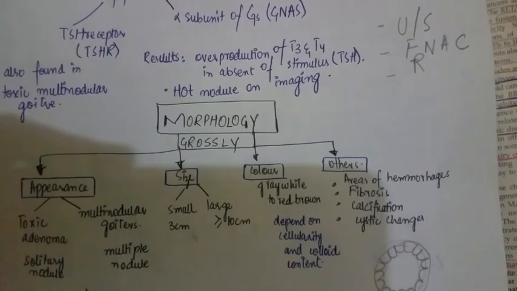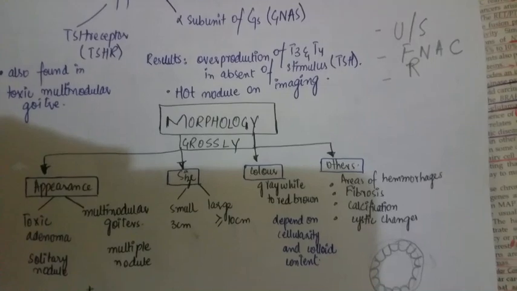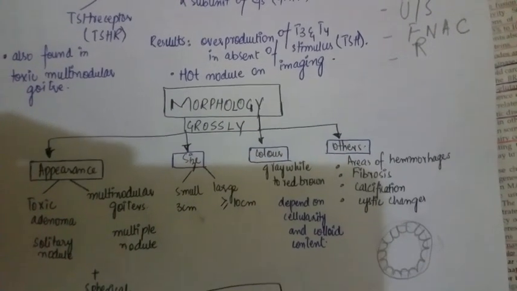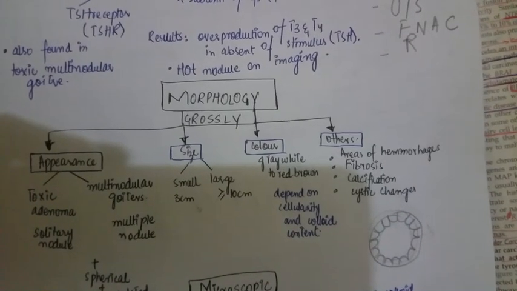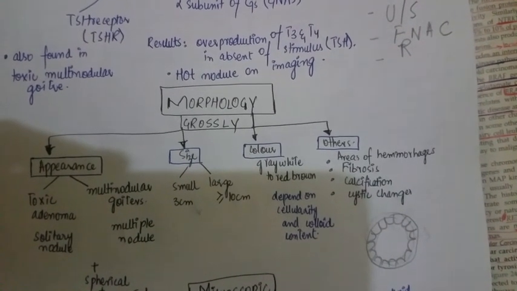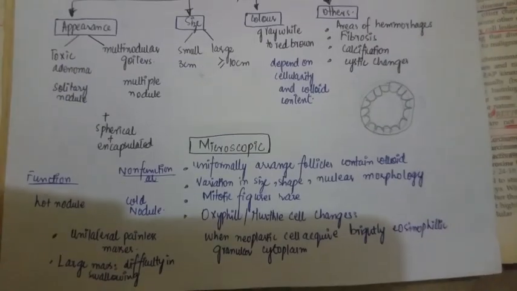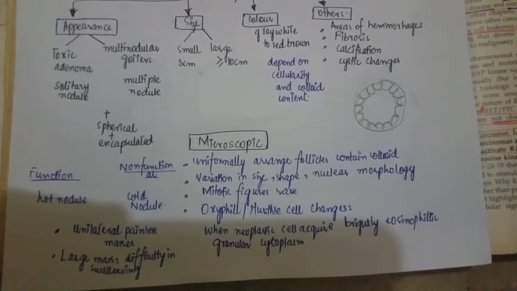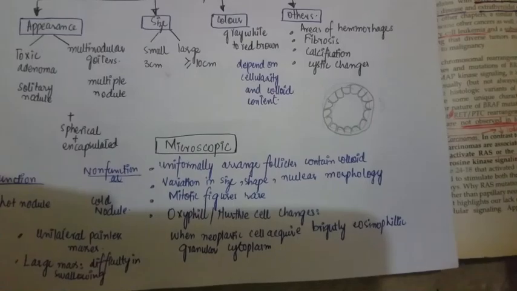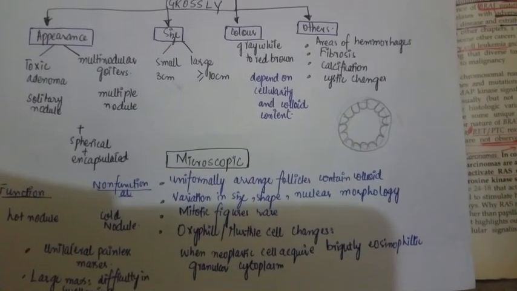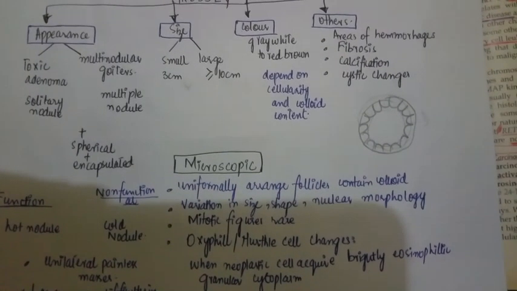First of all, grossly, I am going to tell you about the appearance of thyroid adenomas, the size, color and other changes. In appearance wise, the toxic adenomas consist of the solitary nodules, means a single nodule, and the multinodular goiter involves the multiple nodule. But these nodules will be spherical or the encapsulated. Size wise, if it's small, it will be about 3 cm. If it's large, it will be larger than 10 cm.